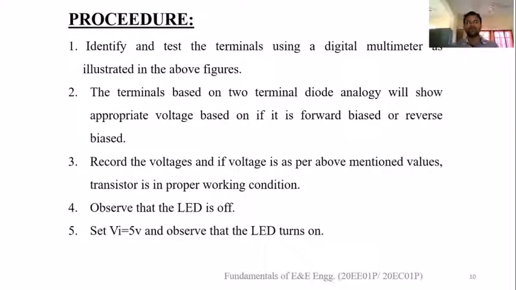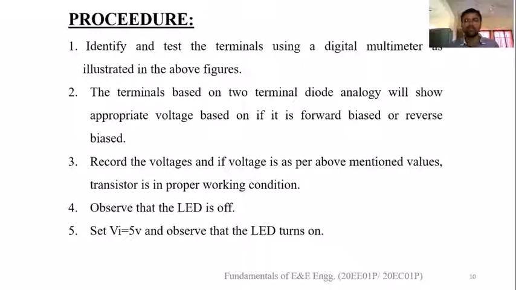The procedure of the experiment: to identify and test the transistor terminals using a digital multimeter, as illustrated in the above figures. If you just follow the above figure images and the study material, you'll be able to test whether the given transistor is in working condition or not.